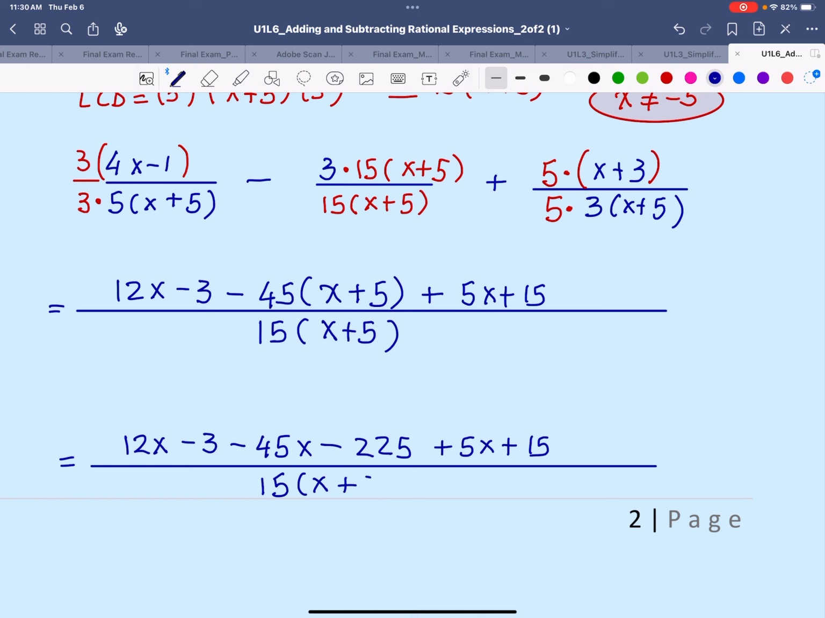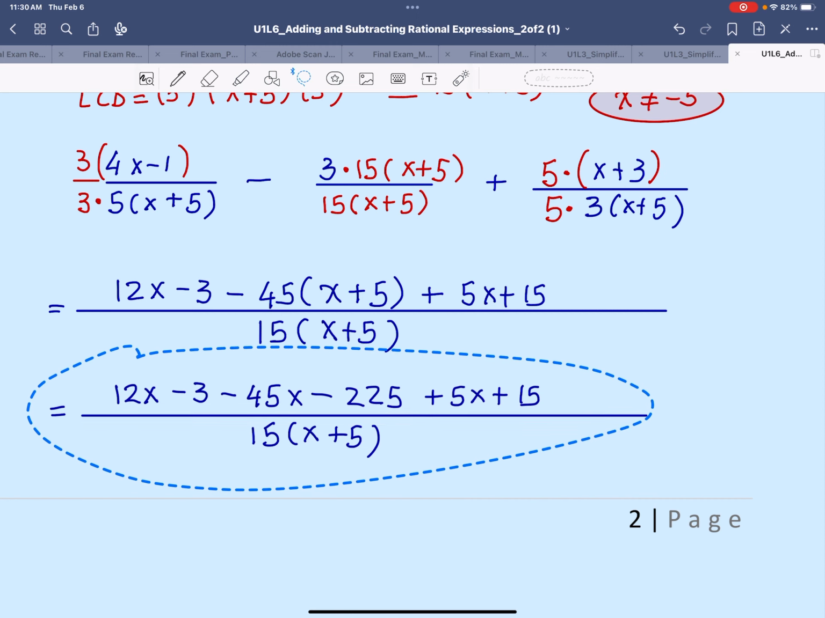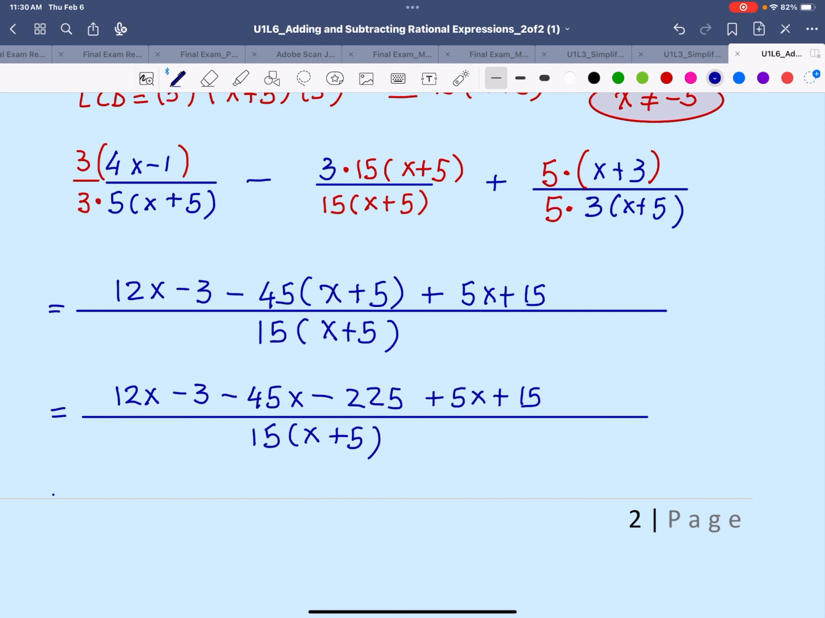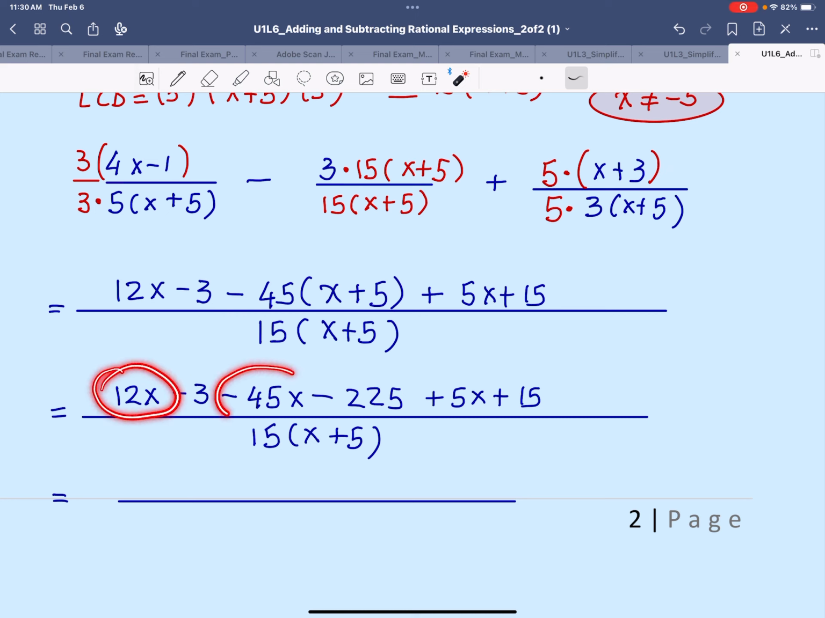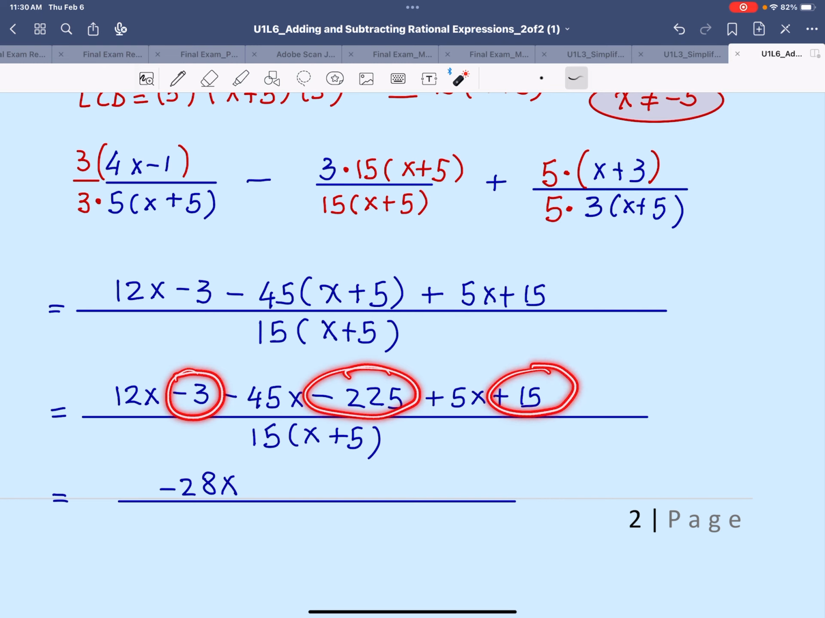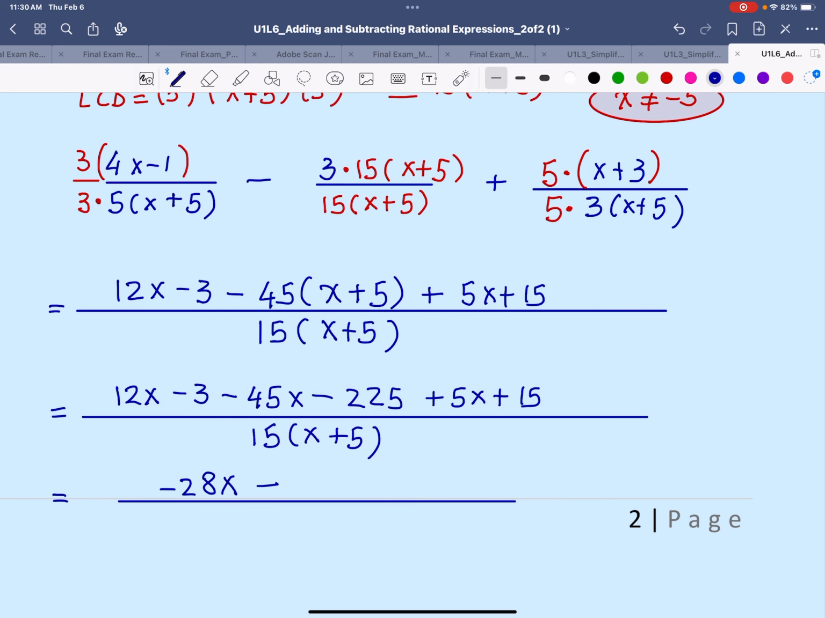Never expand the denominator because we want to wait and see, check and see if we have any common factors with a numerator. And to simplify, we need to have the expressions in factored form. So we're going to simplify all the x terms, so bring them all together. 12 minus 45 plus 5, that would be 17 minus 45, or negative 28x. And then we're going to have negative 3, negative 225 plus 15. That will add to negative 213. And that would be over 15, and then x plus 5.